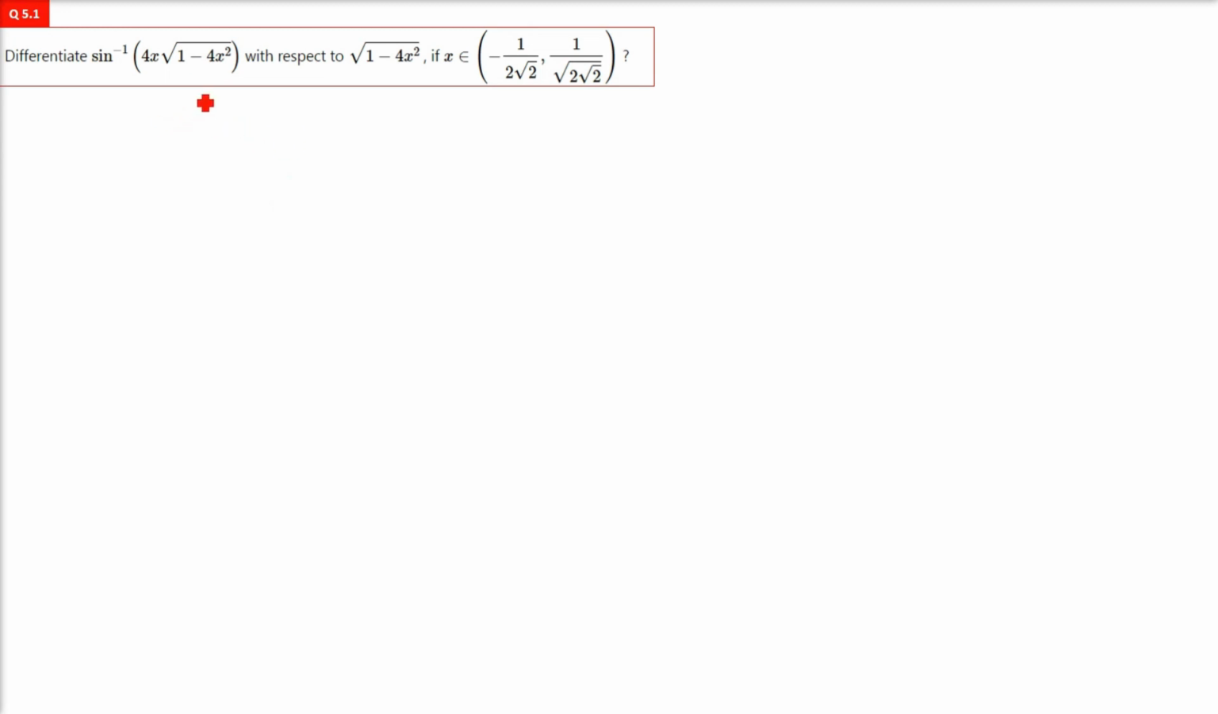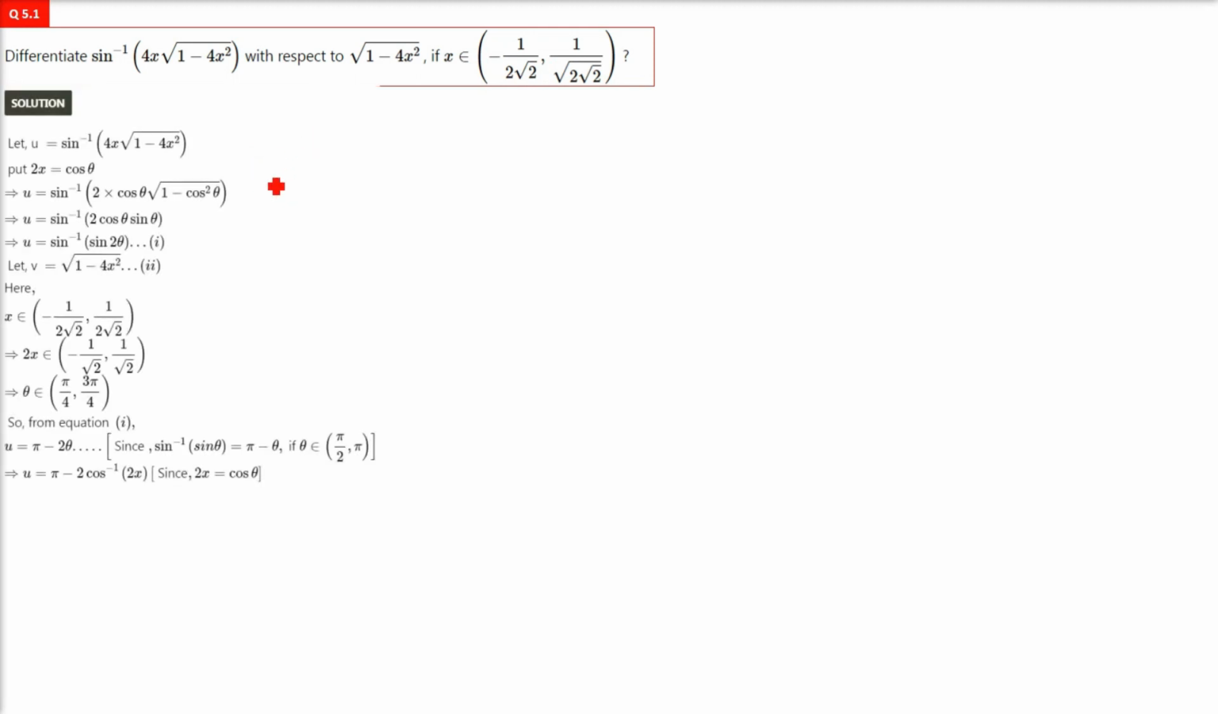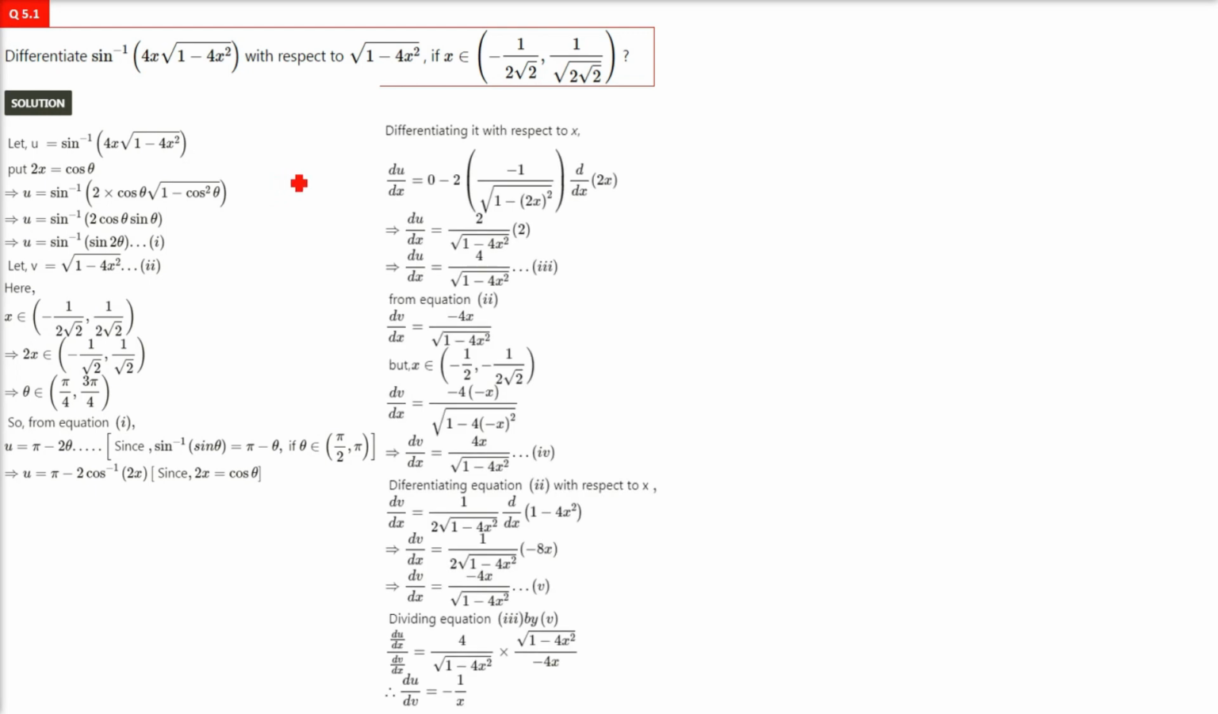We have to differentiate sin inverse of 4x under root 1 minus 4x square with respect to under root 1 minus 4x square, and x is between these two. Alright. So u we will take as the first one, v we will take as the second one. du by dx, dv by dx we will divide. But the range is also given. x belongs to a certain range.